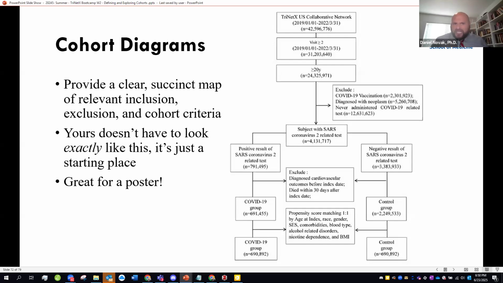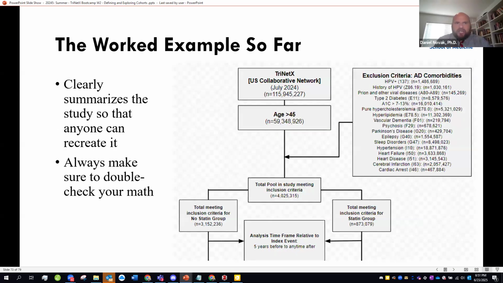These cohort diagrams provide a really clear, succinct map of relevant inclusion, exclusion, and cohort criteria. And yours doesn't have to look exactly like this. I just liked this from a particular article on COVID-19 outcomes. But basically, my rule of thumb for this is this should be accurate enough and comprehensive enough that I should be able to hand this over to one of our medical students or one of our attendings, and they should be able to reconstruct your study based on your cohort diagram, just the way that you would with a PRISMA diagram or STROBE checklist or any of those kinds of things. You could use this as a way to really do a good job on it.